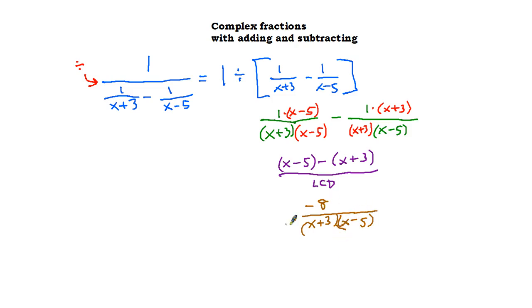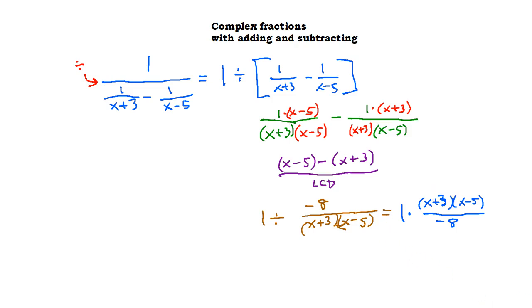And now we can get back to the idea that we're still doing 1 divided by all that. So we'll put that back there, 1 divided by. Now, we said earlier that when we're dividing by a fraction, we can just change that around. And so we'll rewrite it as 1 times x plus 3 times x minus 5 all over negative 8. And since it's just 1 times all that, we're pretty much done.